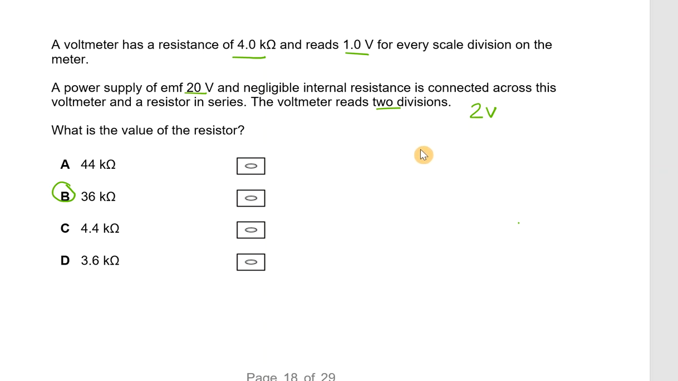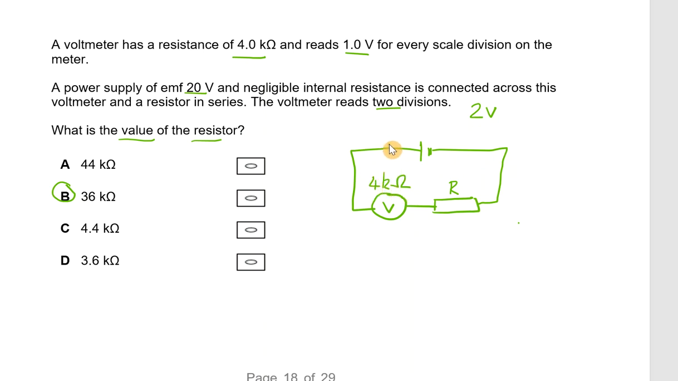It's a very unusual setup this, because they've put the voltmeter and the resistor in series. So let's put the voltmeter there with this resistor in series. And what we're trying to find is the value of the resistor, and we could call that resistor R. So there's a couple of things we can put in there. We can put in the resistance of the voltmeter, which we know is 4 kilo ohms. We can put in the PD of the power supply, which is 20 volts.